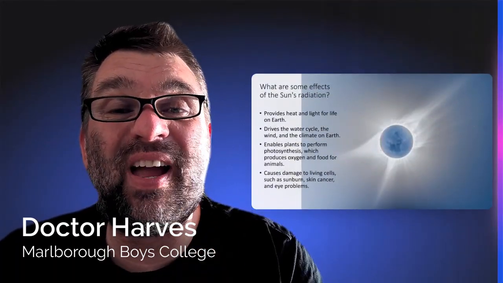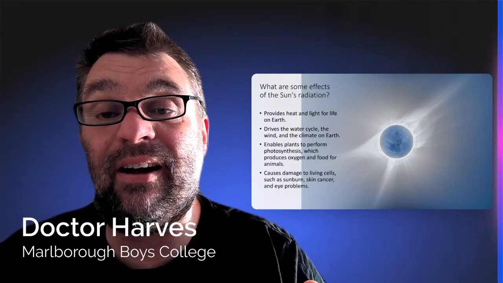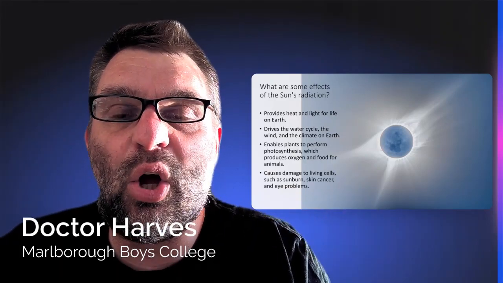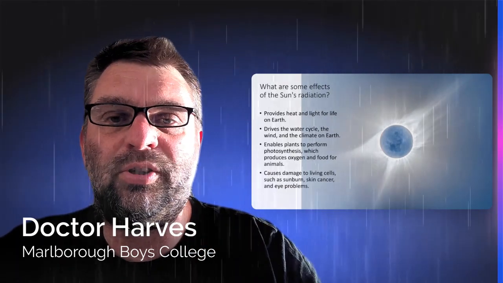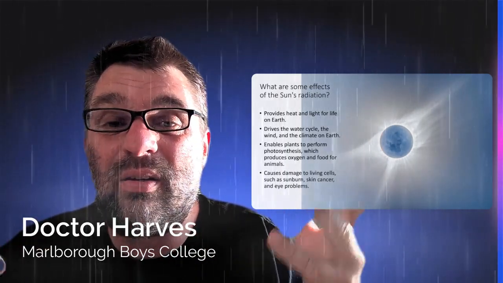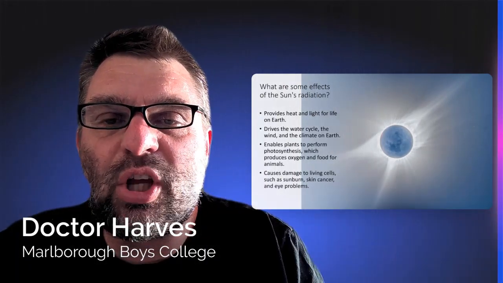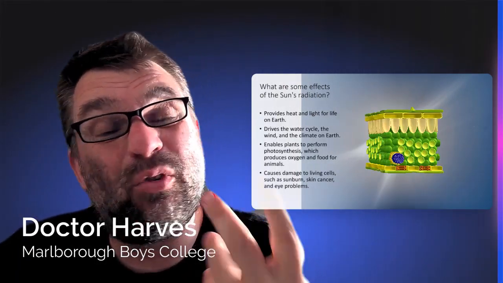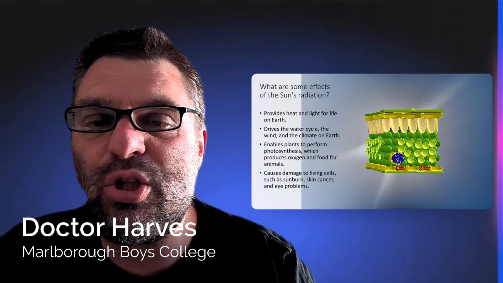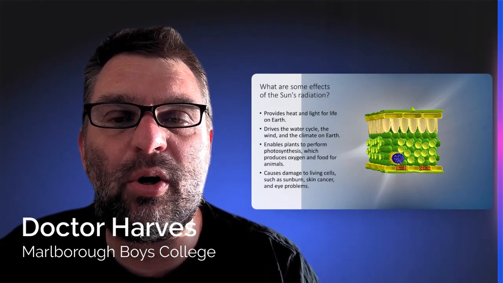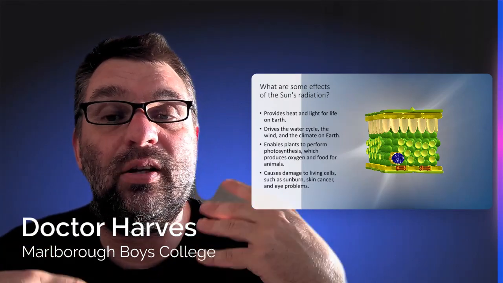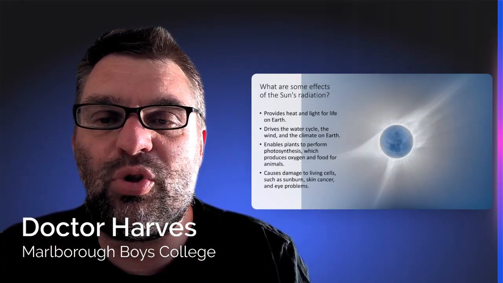So what are some of the effects of our Sun's radiation on us on Earth? Luckily enough, it provides heat and light for life, for us to even live. It also drives the water cycles, the clouds, the wind, and pretty much how the weather and the climate exist on Earth. It also gives energy for plants to perform something very important called photosynthesis, which produces oxygen, which we inhale into our lungs and use for respiration in our cells and the mitochondria, and also provides the food for animals because plants use the energy to create sugar or glucose, which animals can eat.